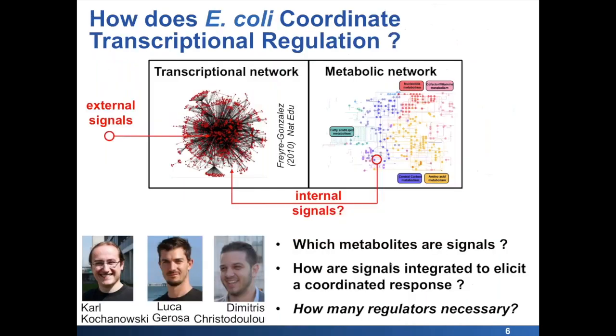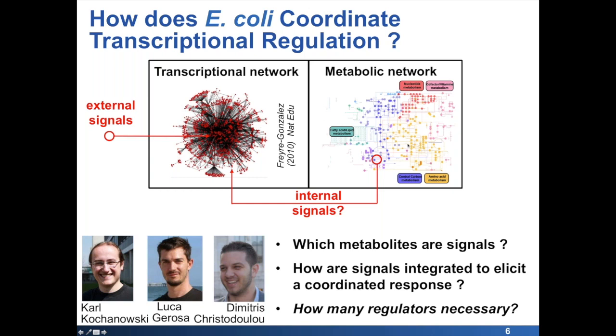And that's the starting point for the first story. We asked the question, how does E. coli coordinate its transcriptional regulation network? This is work that was done by 3 PhD students in the lab, Carl, Luca, and Dimitris, who took up this question. And you probably all know there's a transcription factor network that's relatively well characterized. It's about 200 or 300 transcription factors that regulate the expression of several thousands of genes. Some of them listen to external signals, but many are responding to intracellular metabolite levels. So there are two types of input.